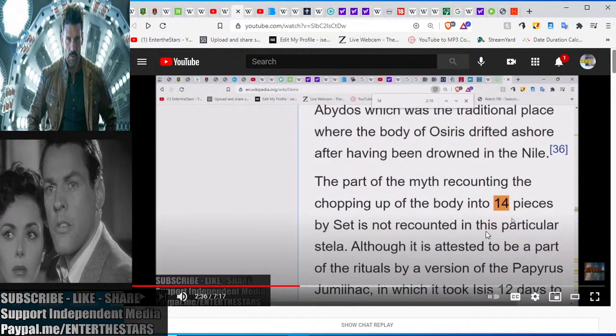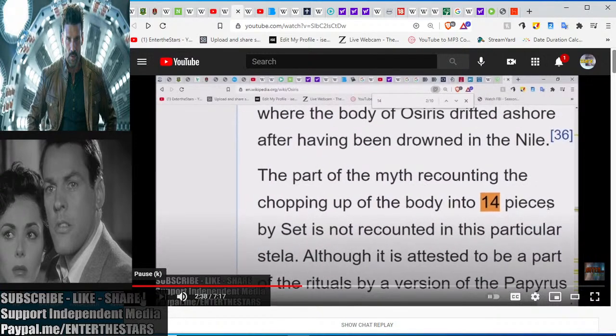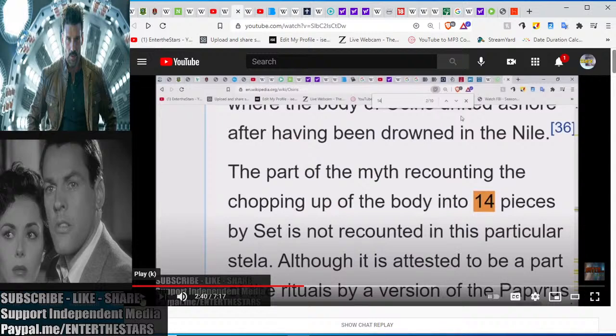That Osiris was chopped up into 14 pieces by Set, and then put back together by Isis in 12 days. Now, I think there's something to this, because I believe that putting Osiris back together from the 14 pieces is really code for cloning. And I'll tell you why. Because when I researched cloning and the number 14, there were many, many studies that have the number 14 in the study with regard to cloning.